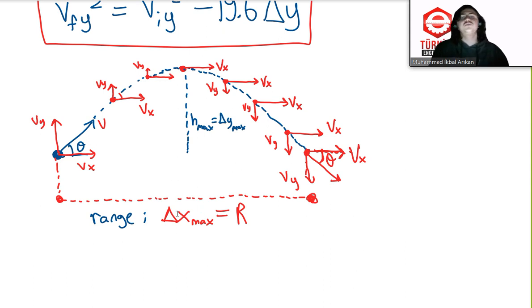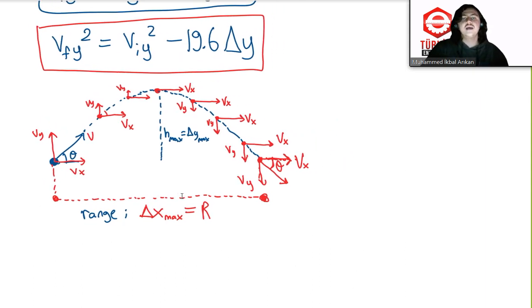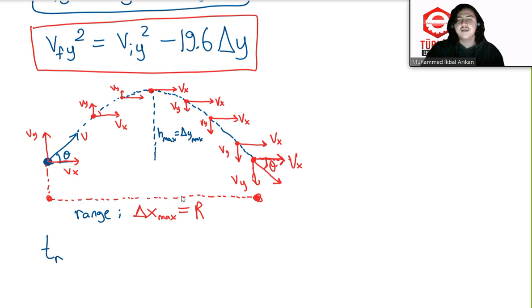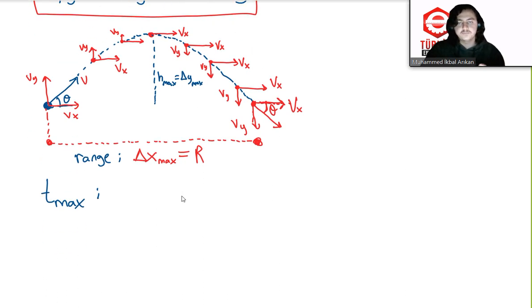So let's put some formulas about time max. What is time max? Time max means when this projectile motion reaches that point. So what is the time when you reach there? Time max will be calculated by this formula. V final y is equal to V initial y plus, or what we put, negative 9.8 t, right? This is our formula.